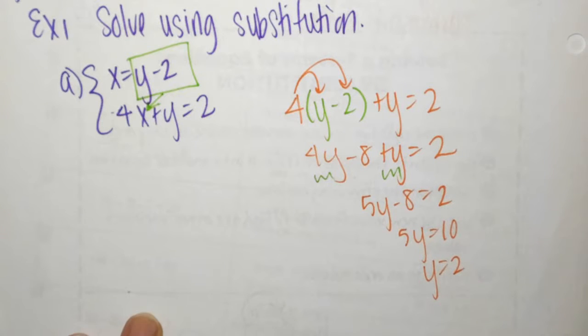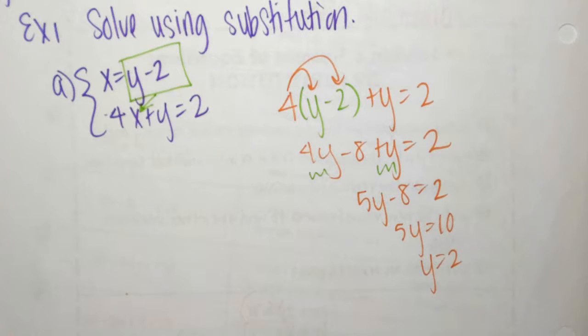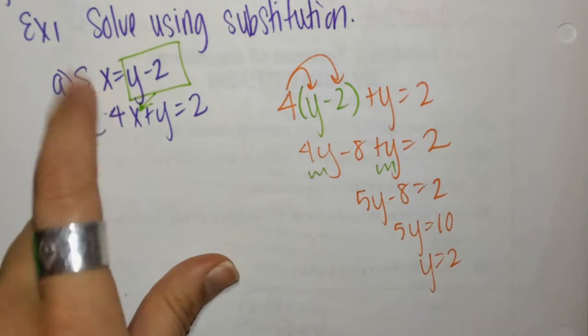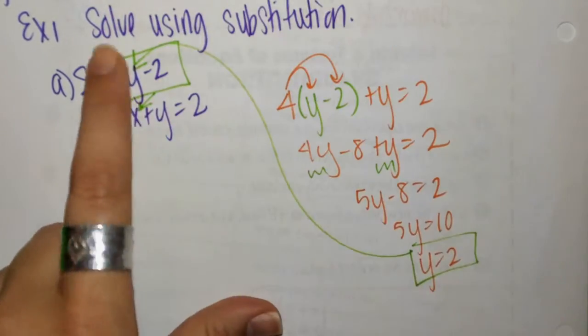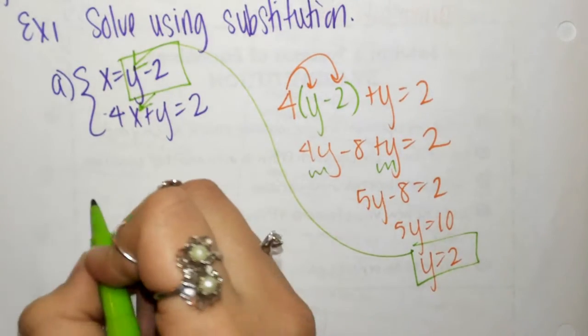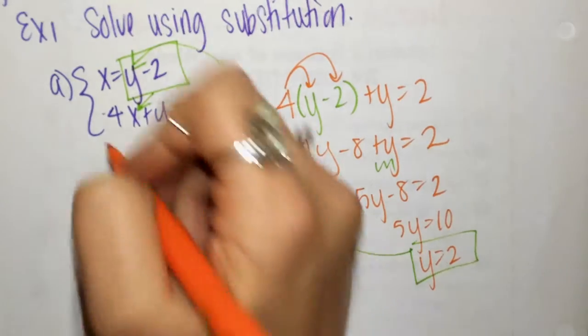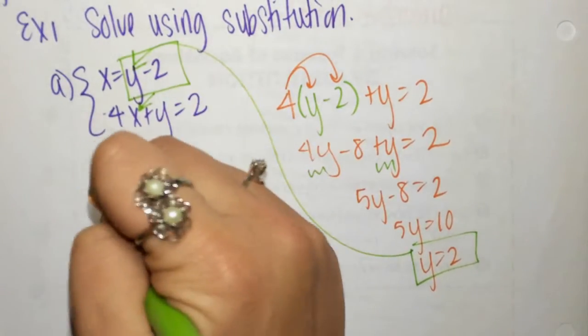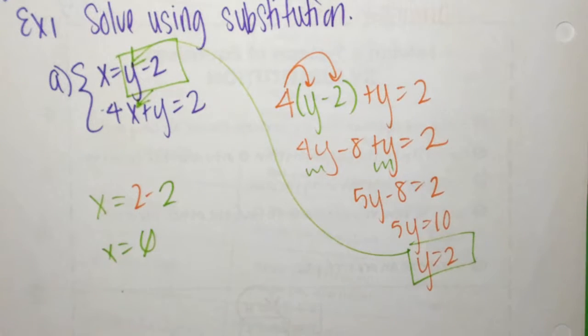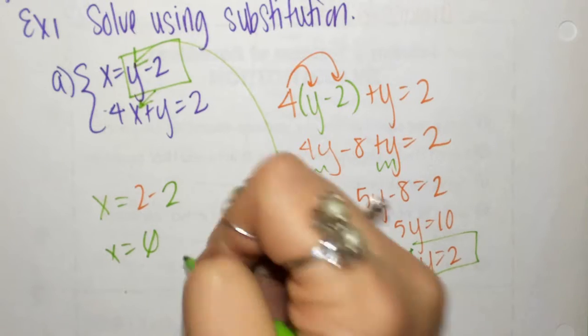Alright, now that we know what y equals, how can we find x? Plug it in. Plug it in where? Plug it into the top, because this is solved for x. So take this guy, plug him in up here, because that's already solved for x. So we have x equals 2 minus 2. So what does x equal? 0. How do we write our coordinate? 0, 2. Give your team a point.